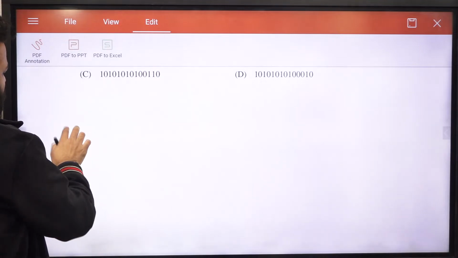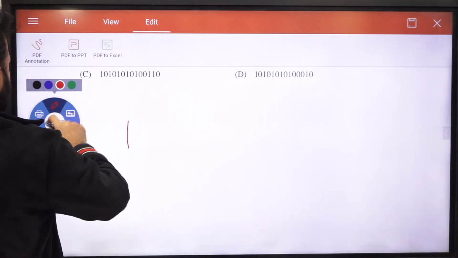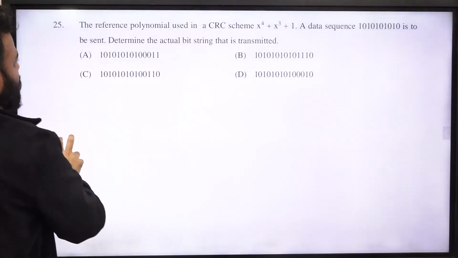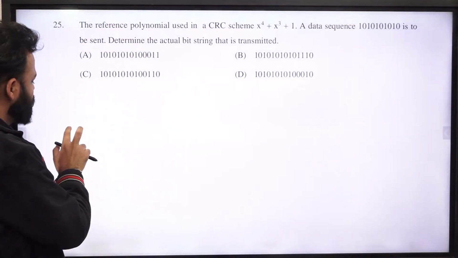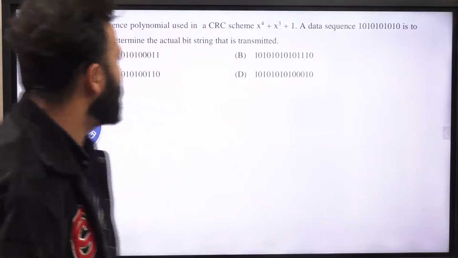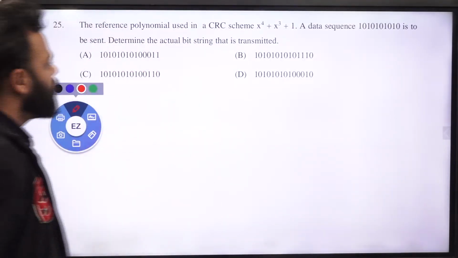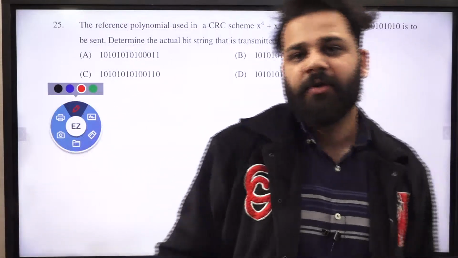Next is, the reference polynomial used to check a CRC scheme is given as x4 plus x cube plus 1, and the data sequence is given as this. What will be the actual bit string that will be transmitted towards the receiver?